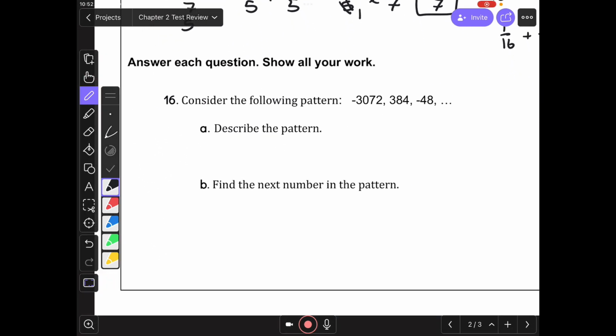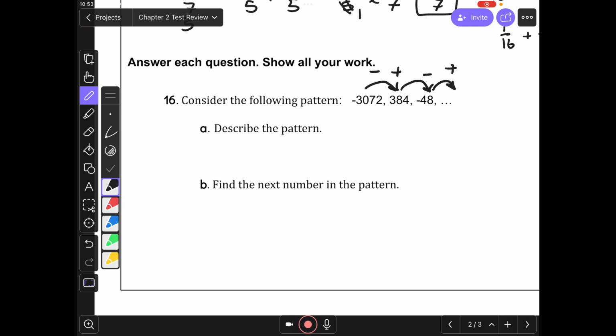For number 16, consider the following pattern: 3072, and then 384, and then negative 48. When it says describe the pattern, it's looking for what is happening each time I go to a new number. Well, first thing we can notice is that every single time it's flipping between negative and positive. Negative 3072, positive 384, negative 48, my next number's got to be positive. So there's that. The second step is to find out what's actually happening. How do I go from each number to the next?